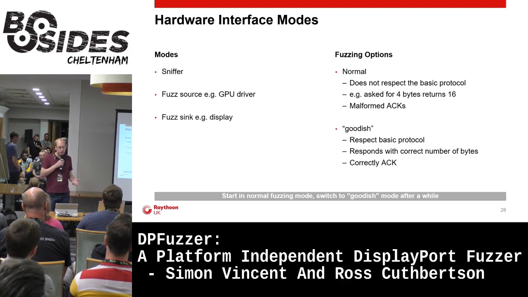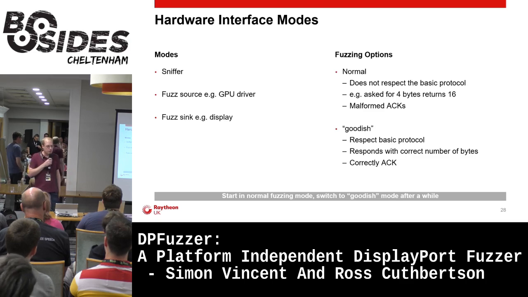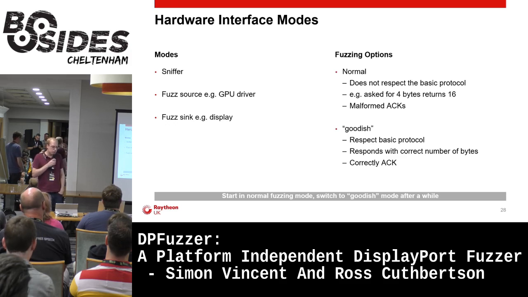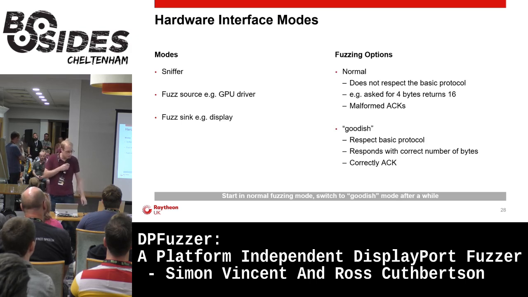We started off by using just completely random data. So we didn't respect the protocol at all. If we were asked for 4 bytes, we might return 16 bytes or something like that. But what we found was certain GPU drivers didn't really like that. As soon as you sent too much data, they'd just throw everything away, so you wouldn't get very far into the driver or find any interesting bugs. So we added a new mode, which we sort of termed a goodish mode, which would respect the basic protocol. If we were asked for 4 bytes, we'd return 4 bytes, and we'd do things like ACKs properly. But the data inside that protocol was mutated and essentially invalid.